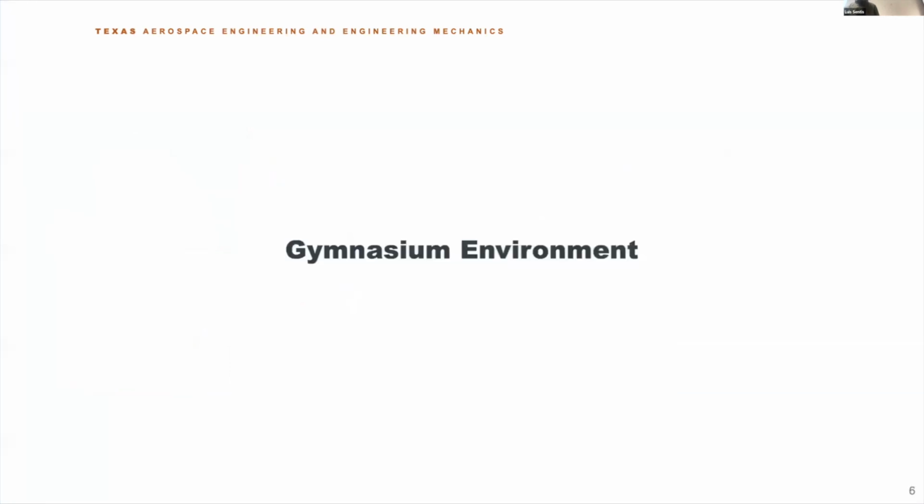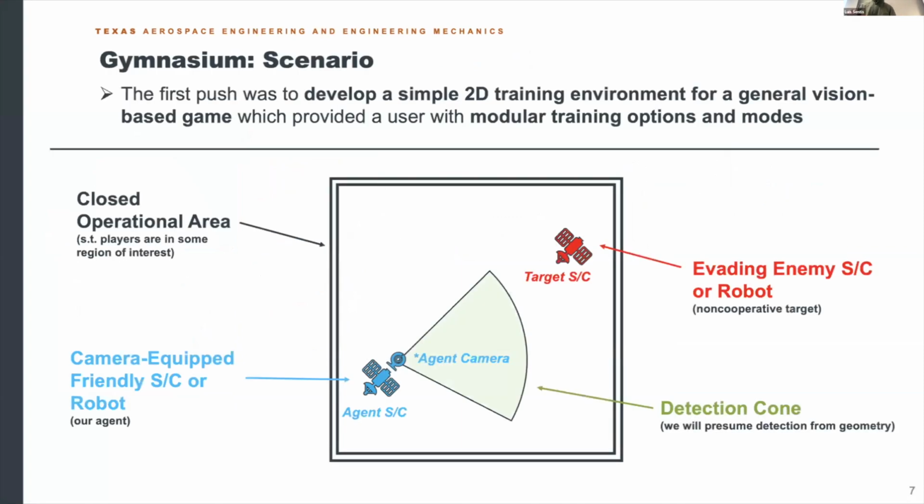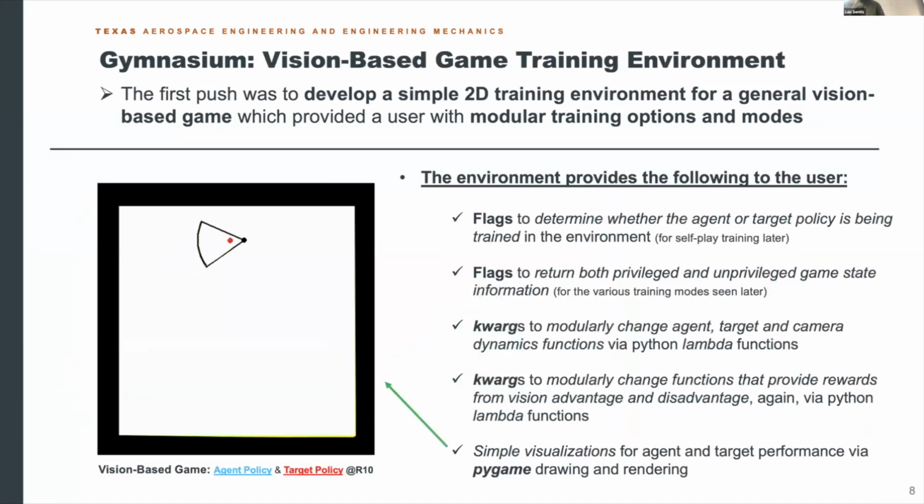The first thing we did, this first push, was creating a gymnasium environment to train these things. When we made this, we assumed that these agents were operating in some closed operational area, some region of interest, which could be around the satellite, some region of space that's interesting. In this operating region, we'd have 2 spacecraft: a target spacecraft operating in that region, knowing that we're there and trying to stay out of view, and then us, trying to keep them in view and keep them in this detection cone.